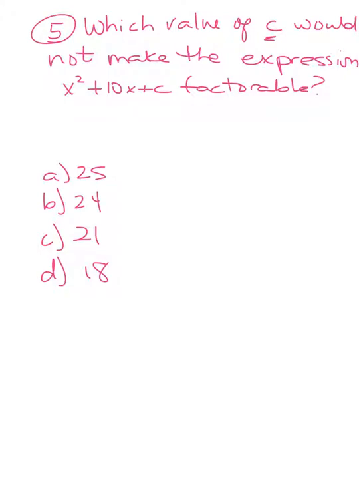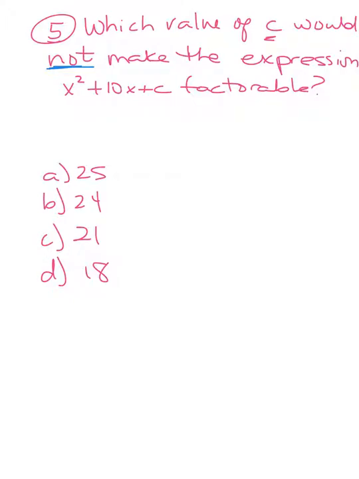Number 5 says, which value of C would not make the expression x squared plus 10x plus C factorable? So I notice that the word not is there. So that means 3 of the responses, C is going to make that expression factorable. 1 of them is not. So I kind of need to do them one at a time.